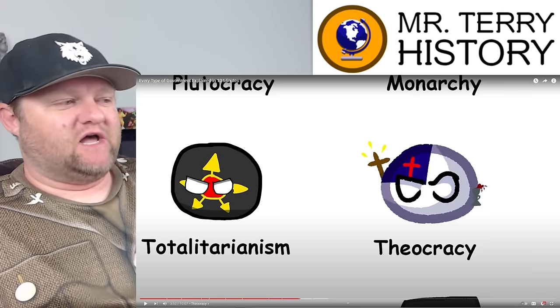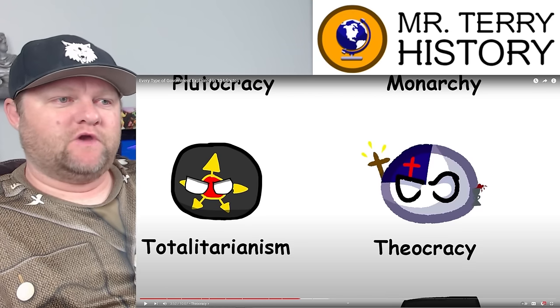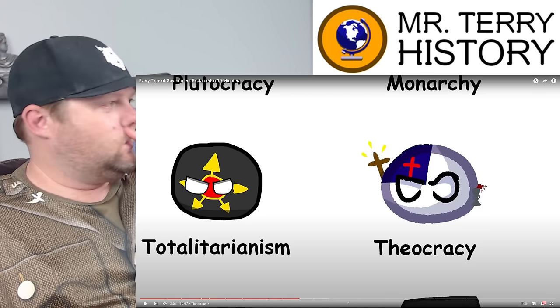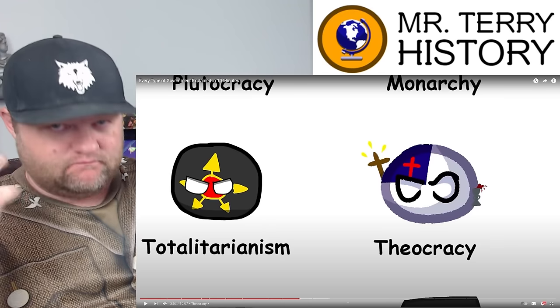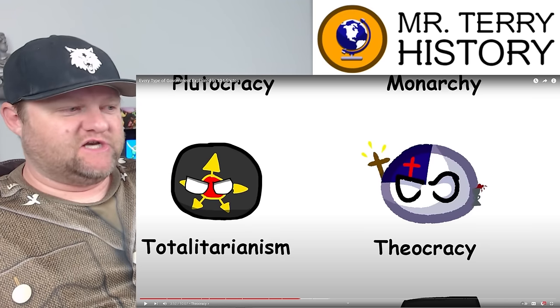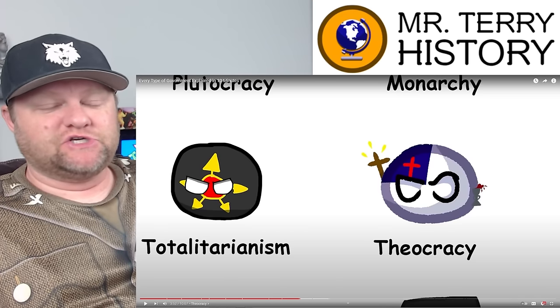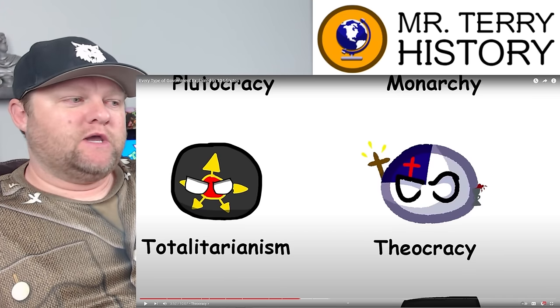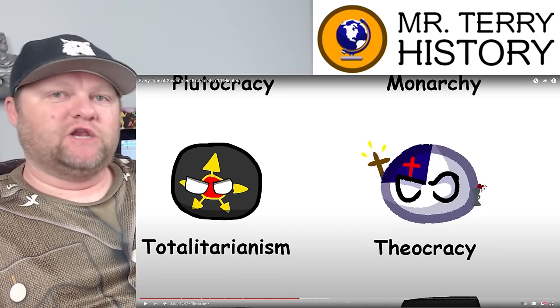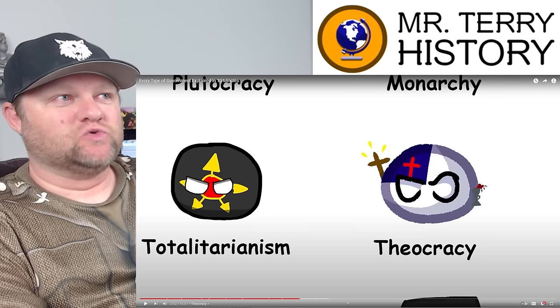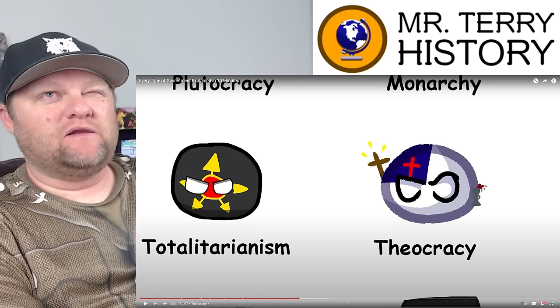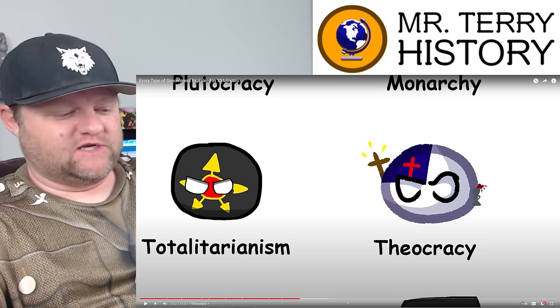A feature of totalitarianism, too, is the abolishment of competing political parties. So you've got one party, right? So they have all the power there. And totalitarianism usually also makes pretty much all the major decisions for a nation. So it can be by a party, it can be by an individual. It's more about how it's ruled rather than who. All right, theocracy, religion rules.